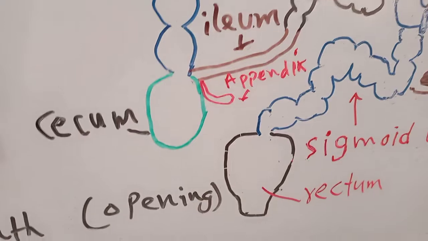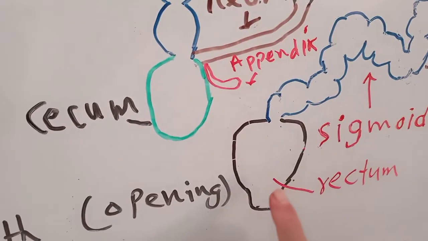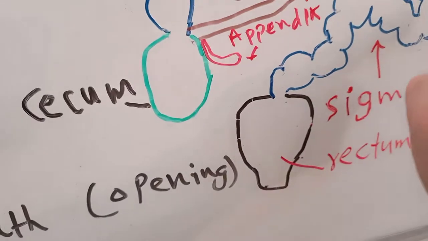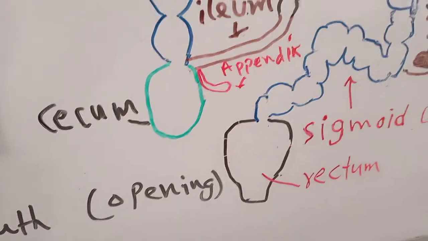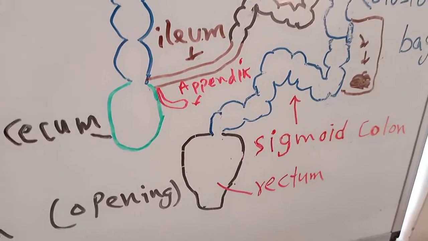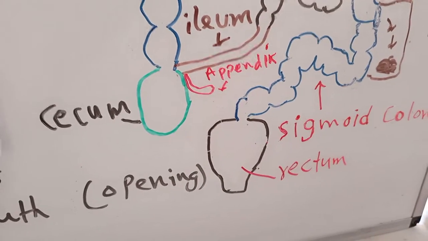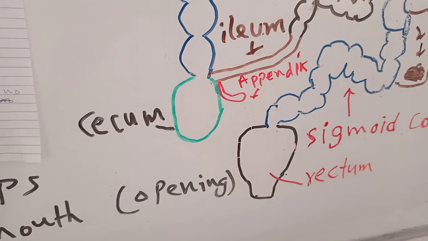We have a scope known as a sigmoidoscope. We can enter through the rectum, go into the sigmoid colon, and visualize from inside if there is any ulcer or any growth. If there is any growth, we can take a biopsy and send it to the lab.